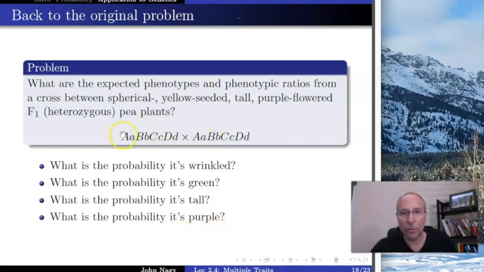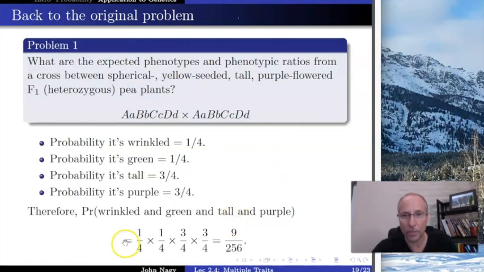So therefore, from this whole thing, from this mating, what is the probability you get wrinkled, green, tall, and purple? All those are and. So it's going to be 1/4 times 1/4 times 3/4 times 3/4. That's the answer. And again, 1 times 1 times 3 times 3 is 9. 4 to the 4th power is 256. Now look at that. The denominator is 256. So if we have a 256 Punnett square, that makes sense. The denominator is going to come out to be that way.